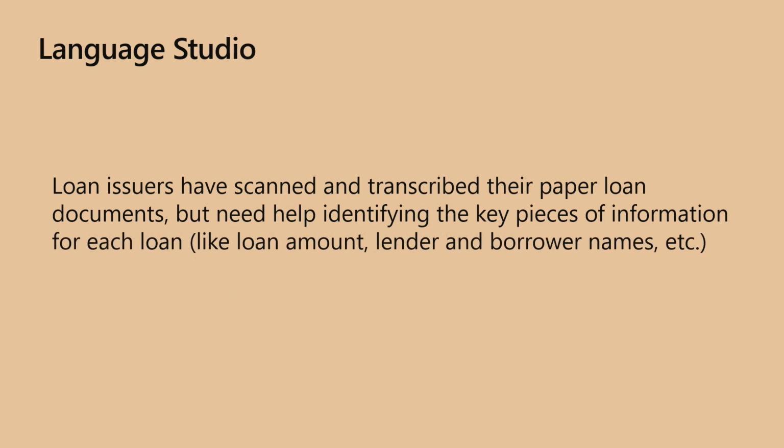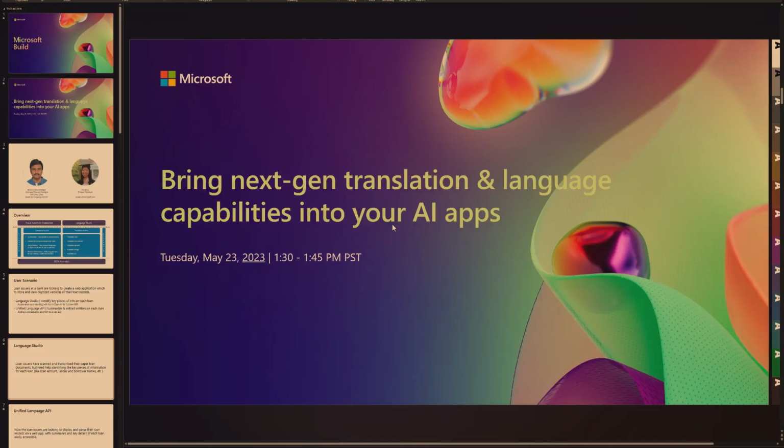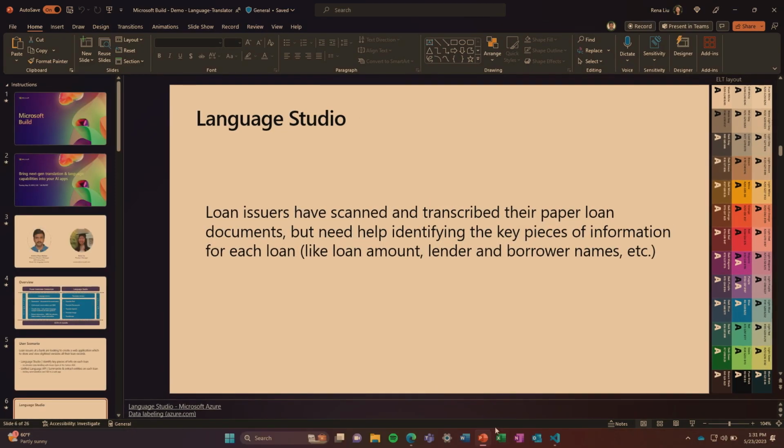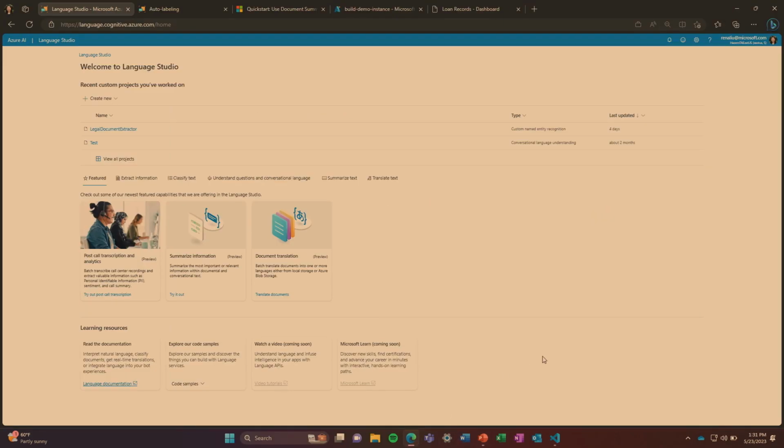So we're going to start with the understanding that we've already scanned and transcribed our paper loans, but our first task is going to be identifying key pieces of information from each loan, so things like loan amount, lender, and borrower names. So with that, I'm going to be pulling up our Language Studio service. This is a web experience, kind of a playground where you can try a variety of our different language services.